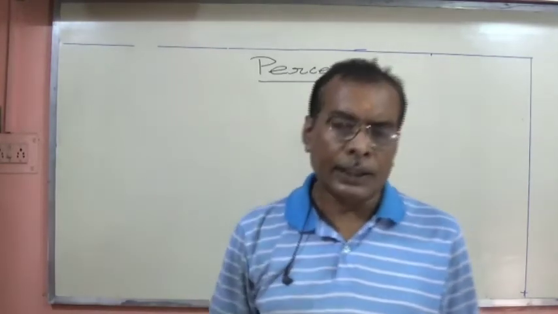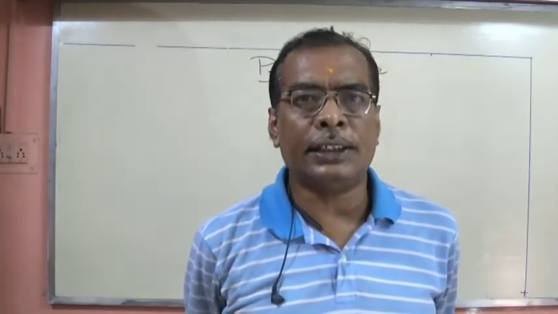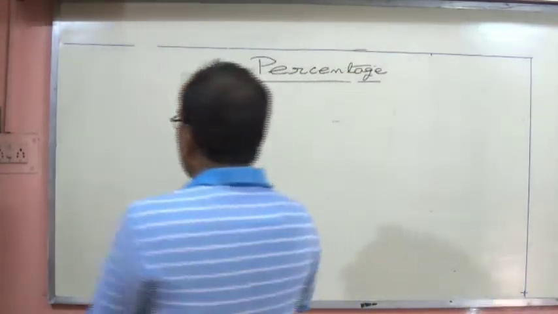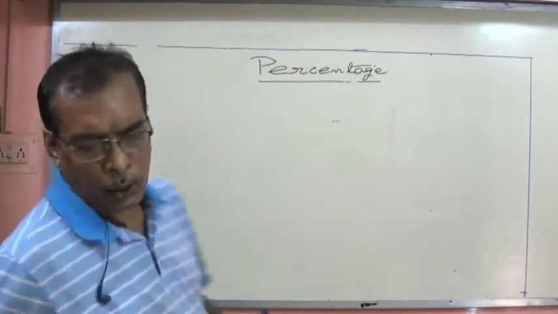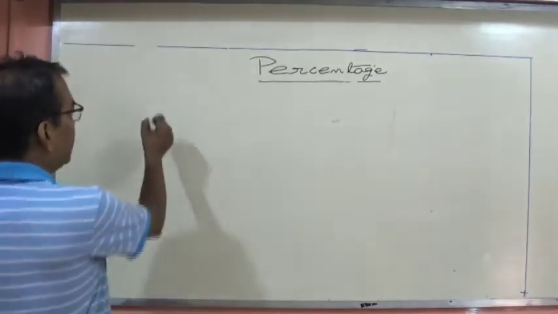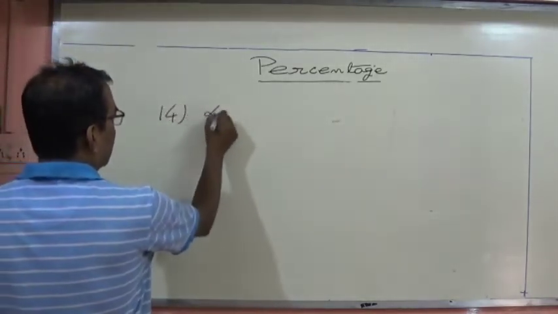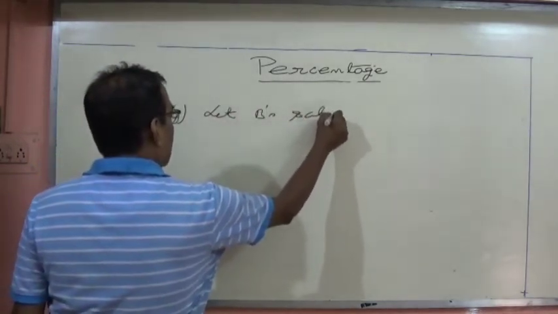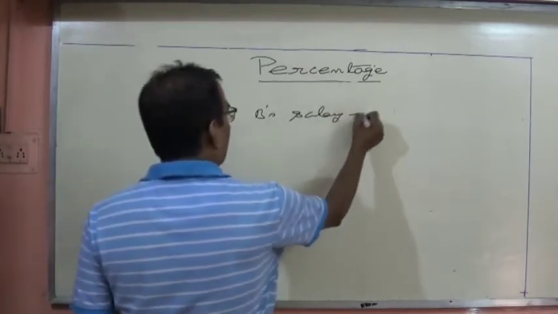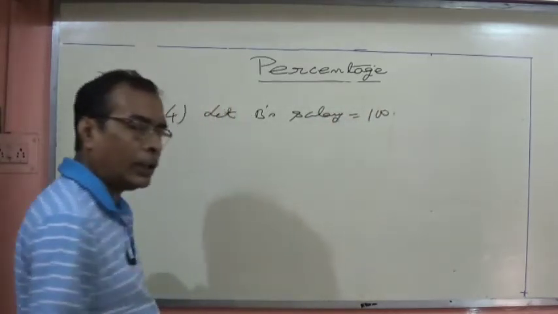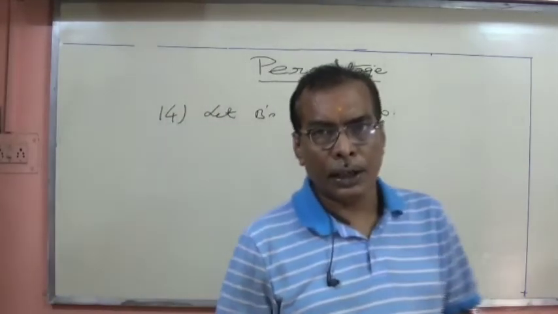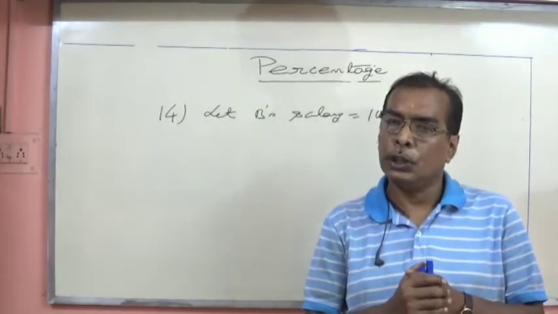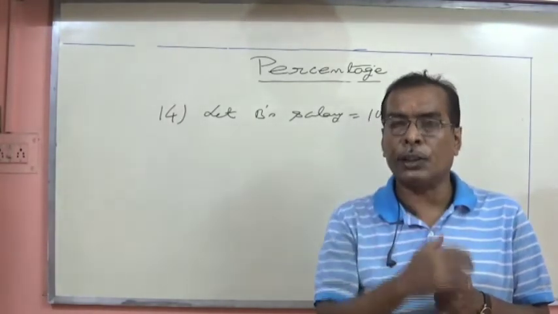So you can say that A is getting 20% less than B. You have to assume here, let us suppose, B's income is, question number, what I feel is 14. Let B's salary be equal to, say, 100. You can ask, sir, why not X? Yes, you can consider X, but I think 100 is the most suitable one here. So instead of X, you have to consider 100.